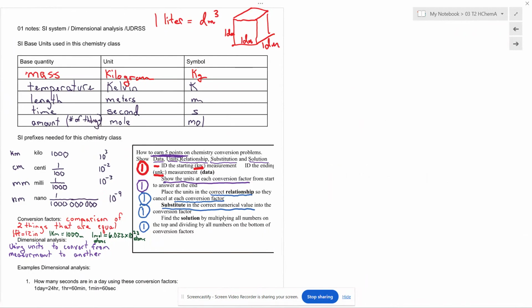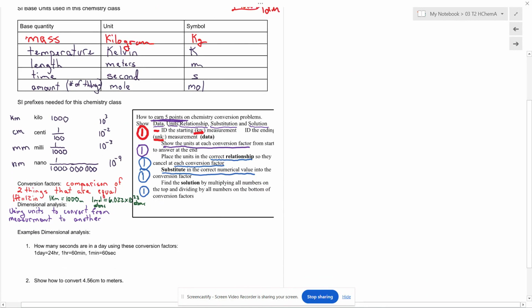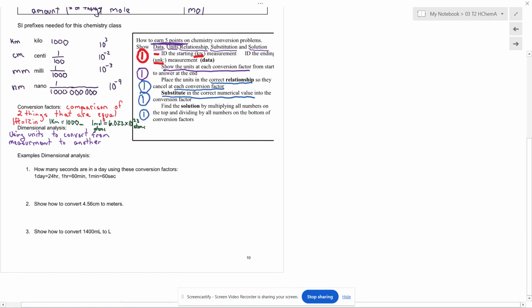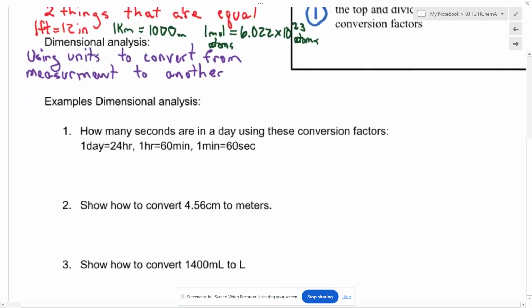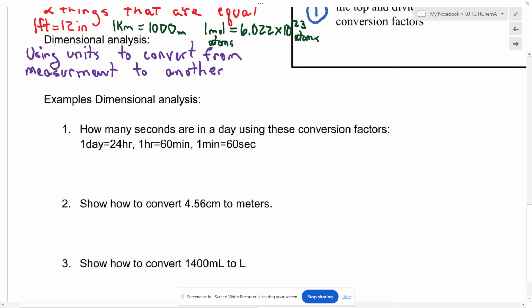So we're going to look at this, and you're going to have questions, but we're going to get this figured out for you. All of you will, guaranteed, before the end of this class, look at dimensional analysis and say, this is my friend.